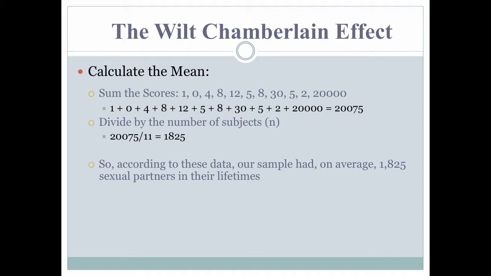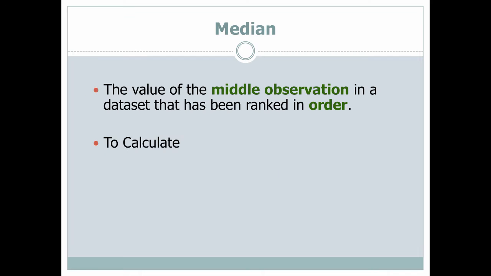1,825. Do you think that truly depicts the average number of sexual partners that the average man has in their lifetime? Probably not. Wishful thinking for some, but not even close. Okay. So as you can see here, although the mean is an excellent tool for finding central tendency, it is very sensitive to extreme scores. Okay. And that's the major disadvantage of calculating the mean, because you went from 7.5 sexual partners to 1,825.